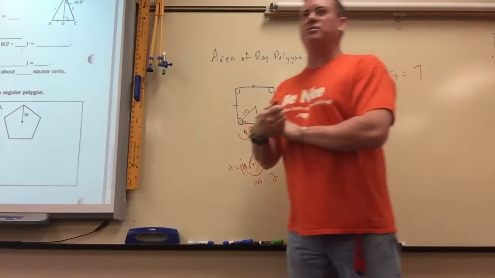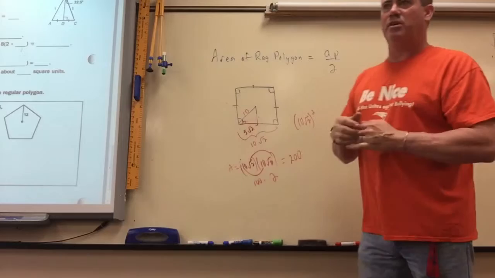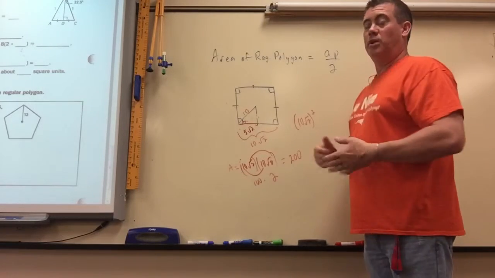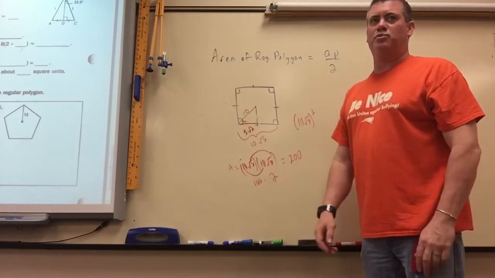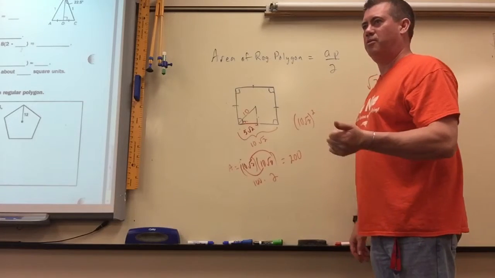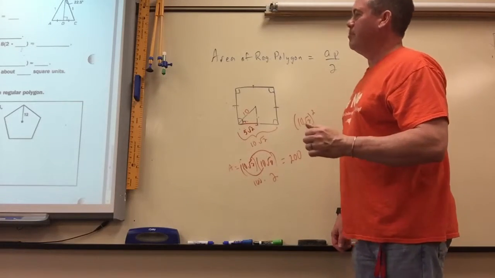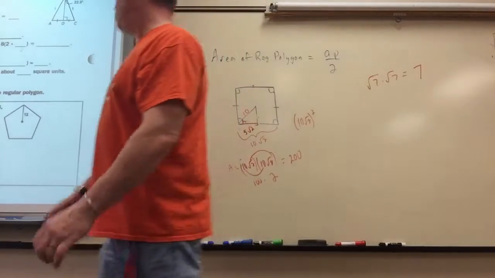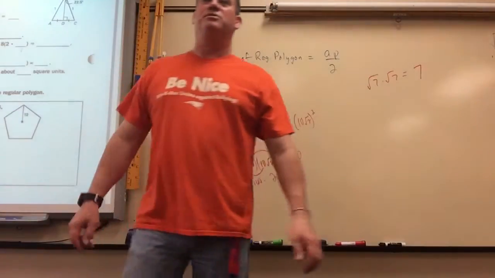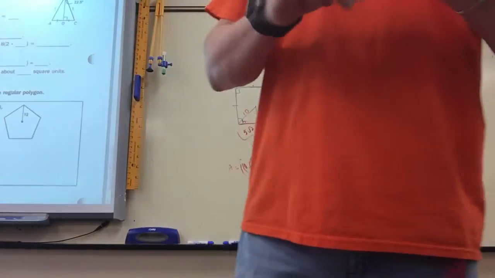So the triangles and the squares have their own, well, the square, you can just use length times width. The equilateral triangle has its own formula. Tomorrow we're going to do the pentagon and hexagon ones. So today we're just going to do the triangle and square ones.